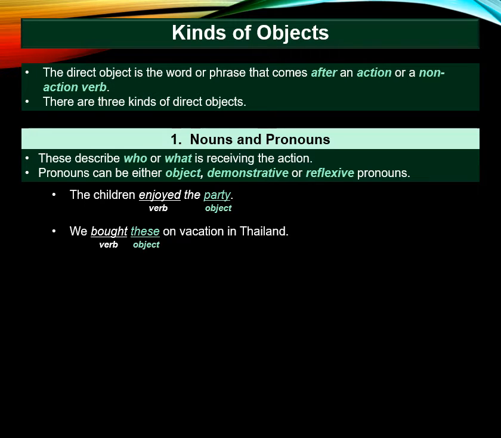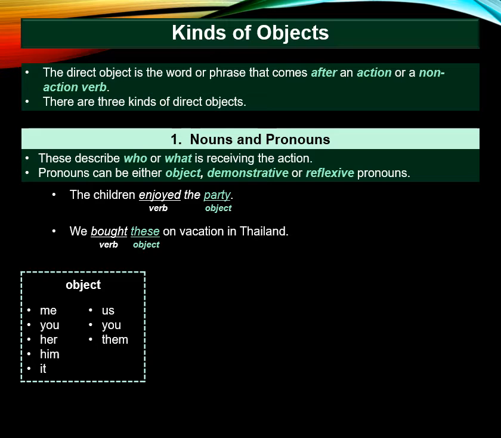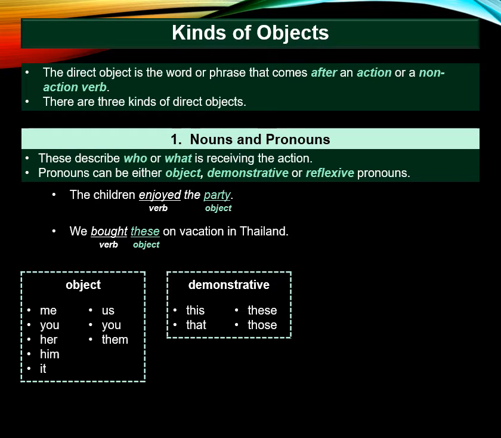Now, when I say object, demonstrative, or reflexive pronouns, what does that mean? Object pronouns are me, you, her, him, it, us, you, and them. Demonstrative pronouns, this, that, these, those. Singular and plural.